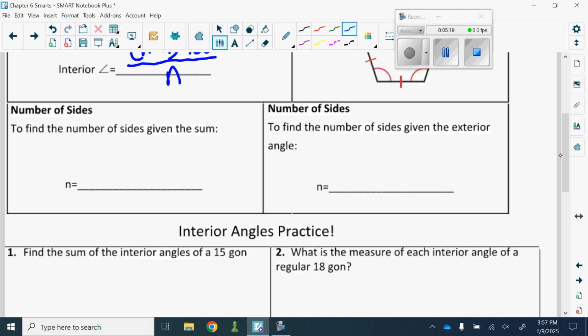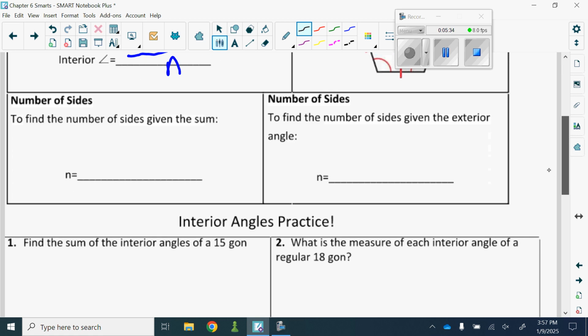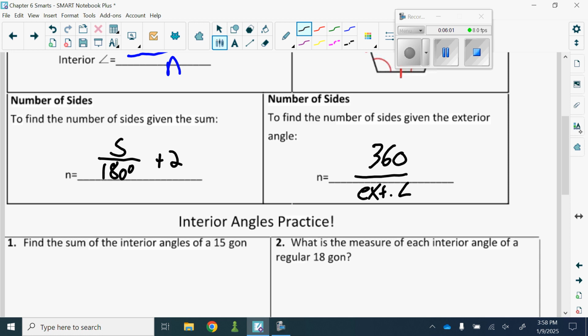If we want to know the number of sides given the sum, we're going to take this formula and just rearrange and solve for n. We can do that pretty simply, and it just goes to n equals S over 180 degrees plus 2. To find the number of sides given the exterior angle, we can say that n, the number of sides, is 360 divided by whatever the exterior angle is.